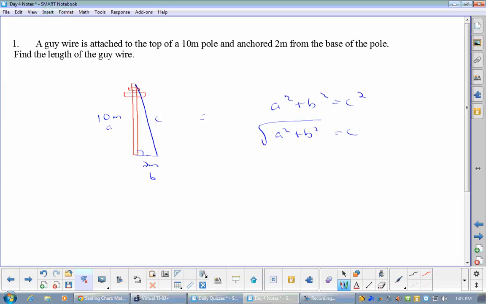Okay, so for this one, where A is 10 squared and B is 2 squared, that's going to equal C squared. So if we go and put that in, we get the square root of 104, which is 10.2, equals C.